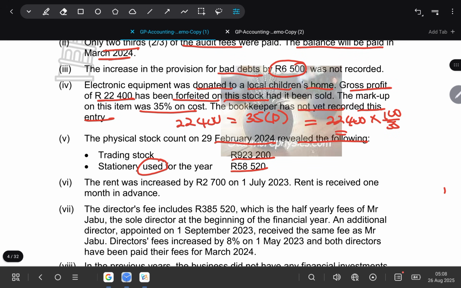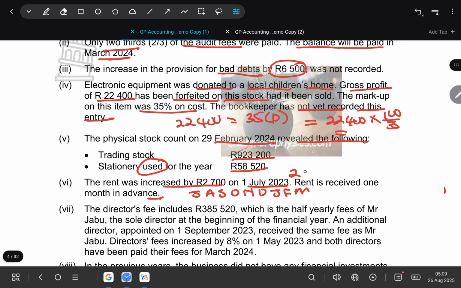And then next one, they are saying that the rent was increased by 2,700 on 1 July 2023. Remember, our year started on the 1st of March 2023. So they're saying that rent is received 1 month in advance. So remember, from July up until March, it will be July, August, September, October, November, December, January, February, March. So it's 1, 2, 3, 4, 5, 6, 7, 8, 9.